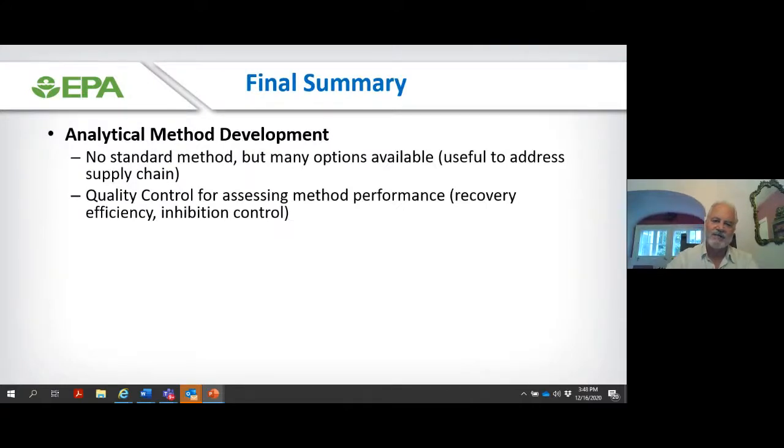Going back to those 5 points that I mentioned, in terms of analytical method development, I'd say there's no standard method. Like I mentioned with the 6 labs in Ohio, they're using different methods. And having many options available may be useful, particularly to address the supply chain issue. If everybody's using the same methods with the same supply requirements, then you run a greater risk of being dead in the water at certain times. So I think there's some value in that, given the nature of this pandemic. But while they may be different methods, they have consistent quality control for assessing method performance, as I mentioned: recovery efficiency, inhibition control, as well as the detection limits, et cetera. So really understanding your method, use different methods, but understand the QA/QC.